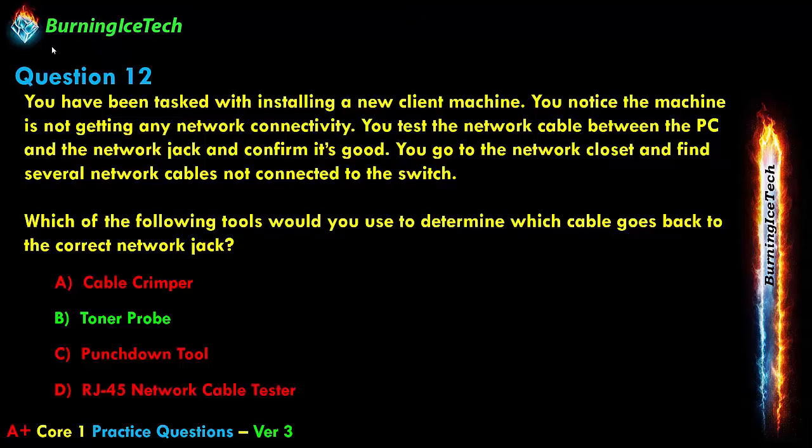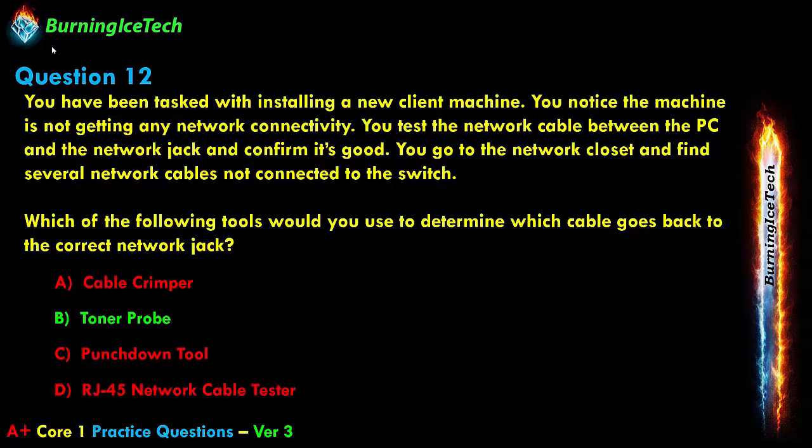If you look at answer A, cable crimper. Now that is something we use with network cables, but that is what we use to get that RJ45 connector onto your network cable. Normally that connector will be loose. You get the 8 little wires in there, and then you're going to use this cable crimper to actually connect those wires to the connector.